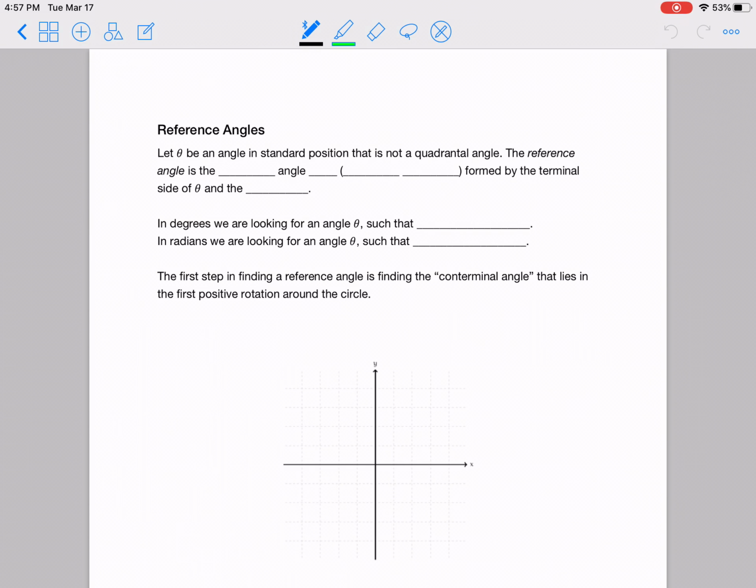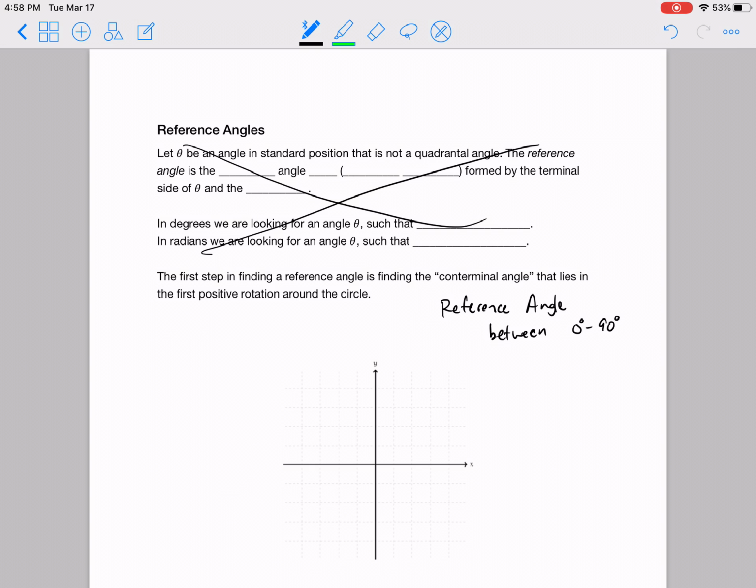Last thing is reference angles. I'm not super interested in this part here, but the idea is that all reference angles have to be between 0 degrees and 90 degrees if it's in degrees, or in radians, between 0 radians and pi over 2 radians.